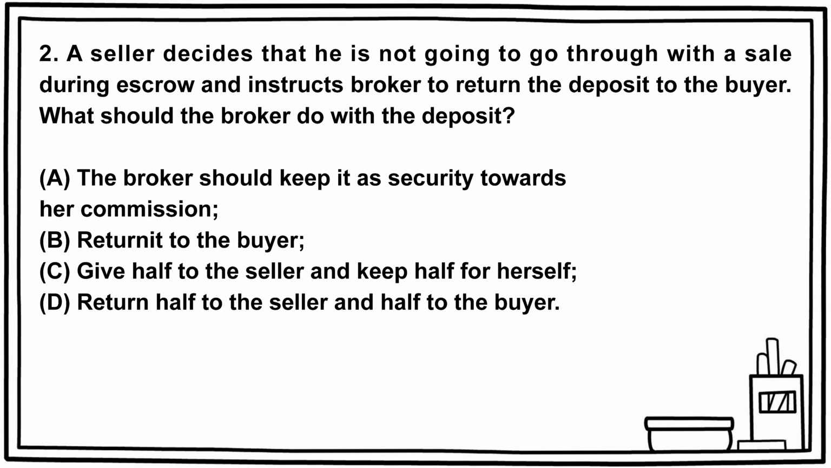2. A seller decides that he is not going to go through with a sale during escrow and instructs the broker to return the deposit to the buyer. What should the broker do with the deposit? A. The broker should keep it as security towards her commission. B. Return it to the buyer. C. Give half to the seller and keep half for herself. D. Return half to the seller and half to the buyer.